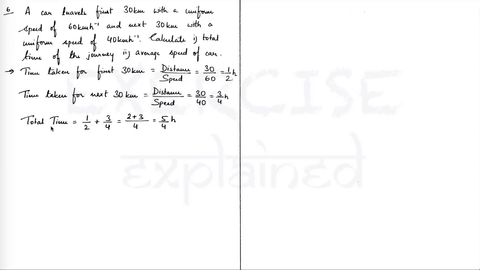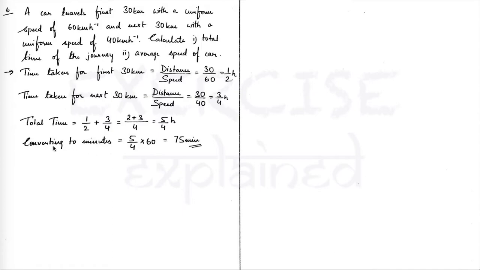Total time taken will be 1 by 2 plus 3 by 4. So if we add this, the LCM is going to be 4, and here we get 2 and here 3 remains. So we get 5 by 4 hours. So total time taken is 5 by 4 hours. So total time for the journey is 5 by 4 hours.